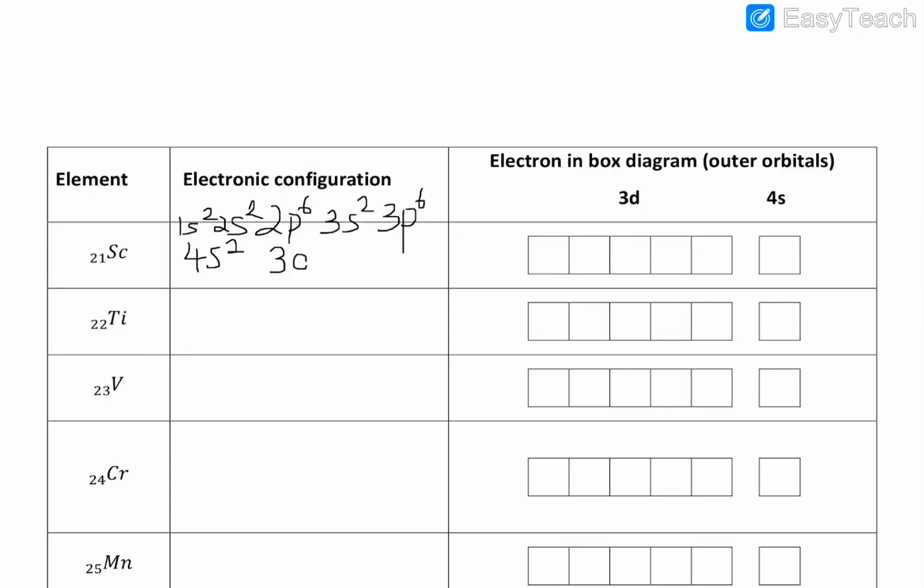So 3d1. Remember, we're going to 3d1 because of the order from Aufbau's principle. Go back to that order of filling in electrons. So 3d1. Here I'm not showing all the previous boxes, I'm just showing 3d and 4s. So 4s2 completely filled, and then 3d1, so there's 1 electron.